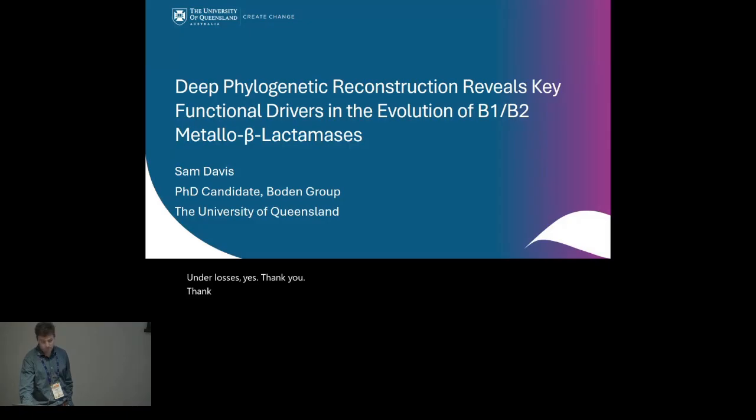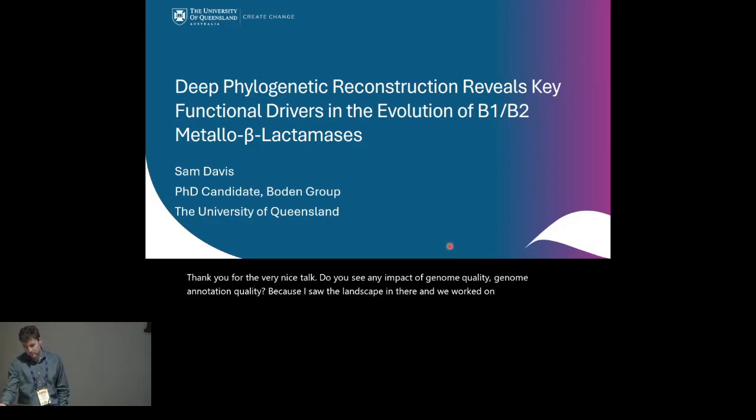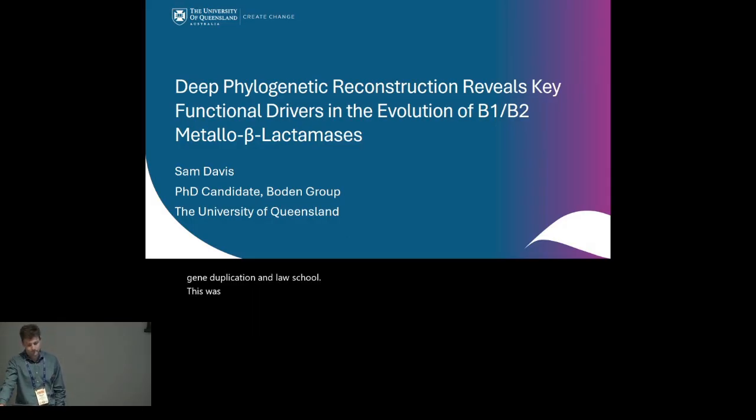Thank you for the very nice talk. Do you see any impact of genome quality, genome annotation quality? Because I saw the landscape, the Amphioxus in there, and we worked on this, and the previous genome and the new genome had a huge difference in the rate we could measure gene duplication and loss. So this was Amphioxus. Which was your landscape? Amphioxus, yes. I'm not specifically asking about Amphioxus, you don't need to know all the species. But is there an impact of genome quality?